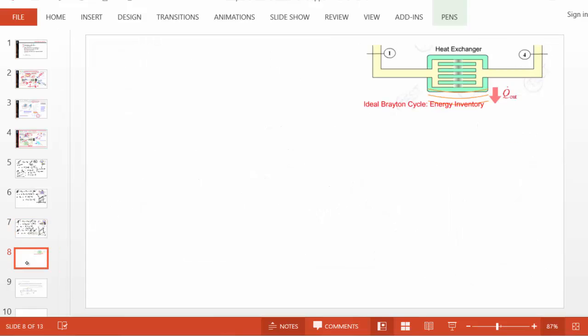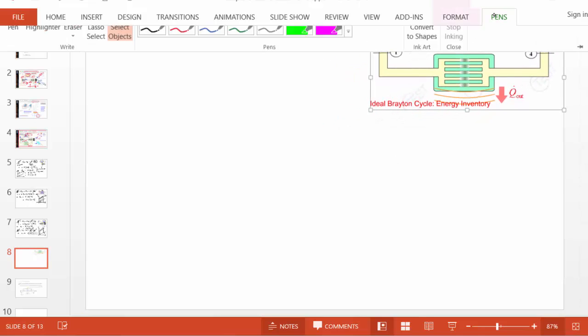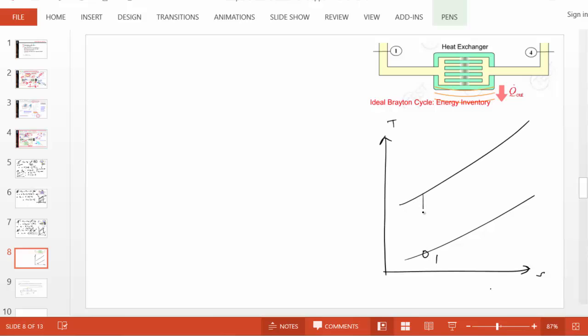Well, finally, let's complete the cycle by analyzing the heat exchanger where heat is rejected. So we'll again do the TS diagram like we have been doing. State 1, isentropic compression, constant pressure heat addition, isentropic expansion, and finally constant pressure heat rejection 4-1.